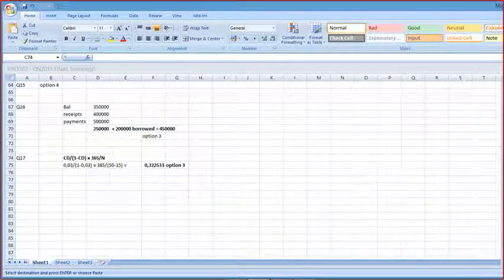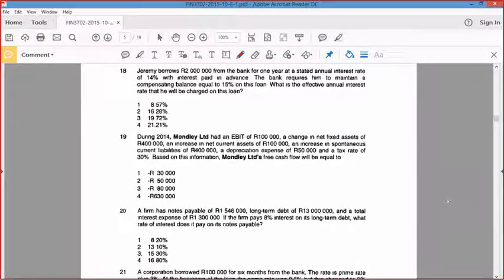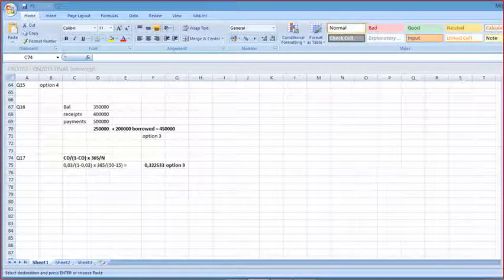Alright, so that's a cash discount question. Question 18, we've looked at a lot of these. Compensating balances. Think you can do this one? Okay, it's not too bad. Just remember it's a discount loan. So your denominator needs to provide for all the compensating balances, interest, and all of that. We'll check it just now, see what you get.